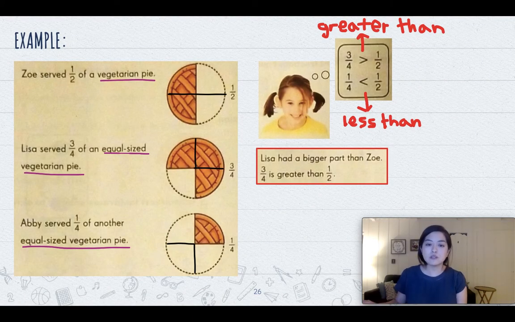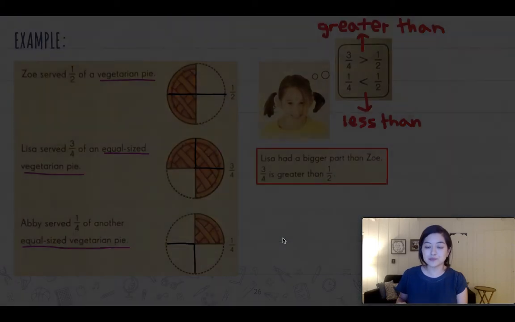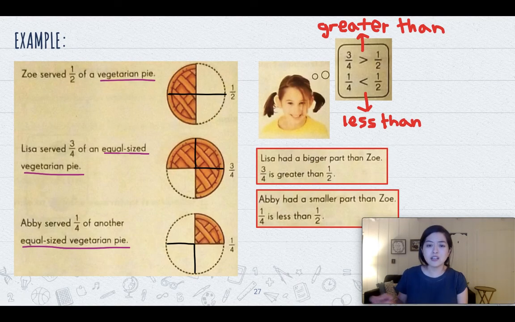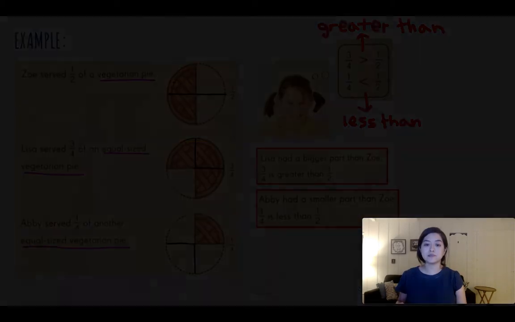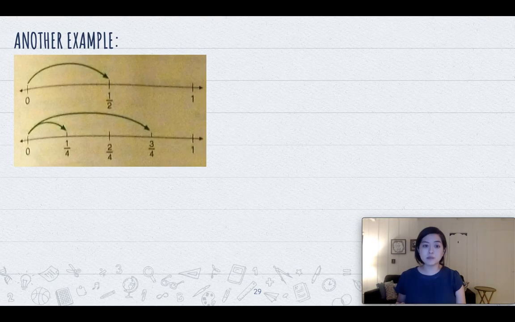Okay, so Lisa had a bigger part than Zoe, and 3/4 is greater than 1/2. That means Lisa served a greater part than Zoe. And then also, Abby served a smaller part than Zoe because 1/4 is less than 1/2. So those are our conclusions that we reached as we compare the fractions. Here's another example.